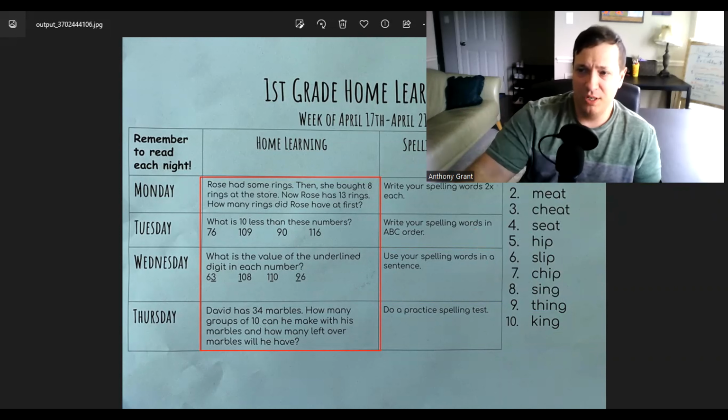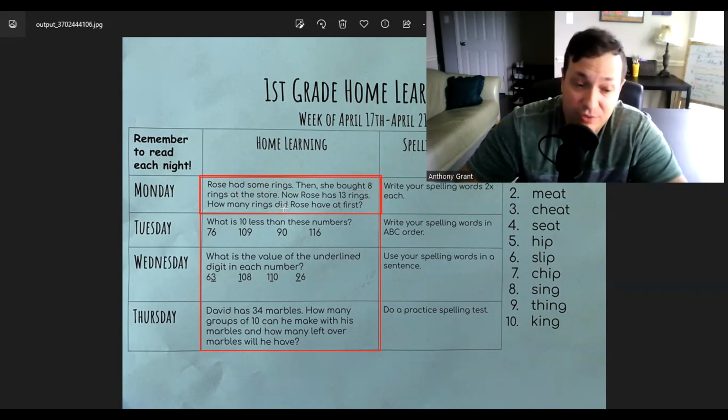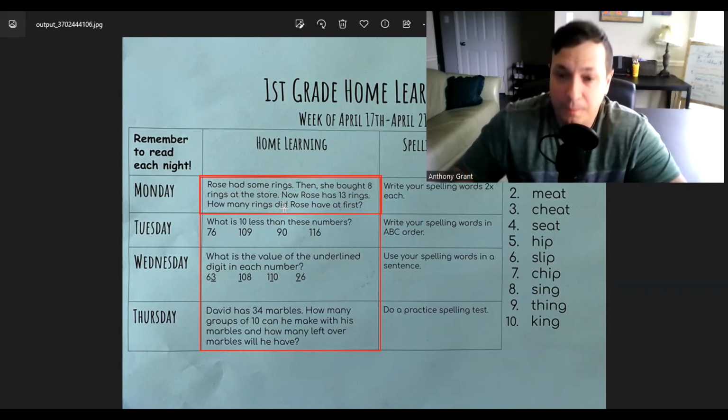Okay, and then over here, we have some math practice. So the first one is a word problem. A lot of kids have trouble with these word problems, not just Korean kids, American kids too. So let's look at the word problem real quick.